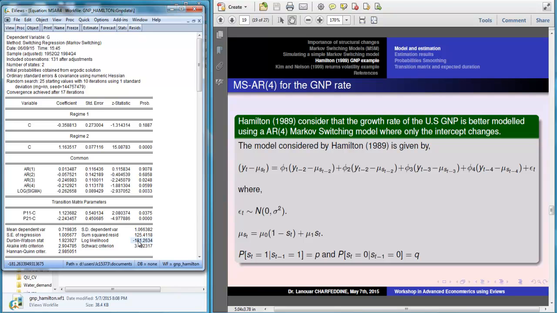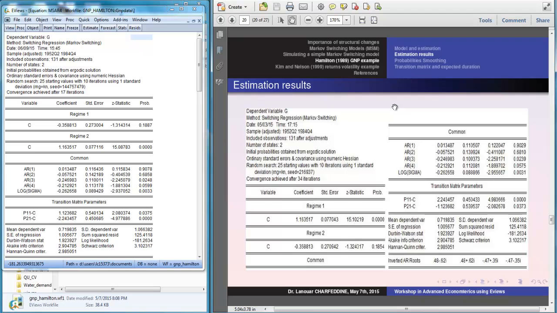And those who are interested in testing between linear and two-state, two-state against three-state, three-state against four-state, can go to the papers of Davies, Bruce, and also the paper of René Garcia. Now just quickly, I want to show you this is the result.